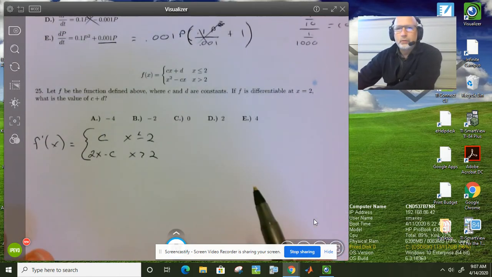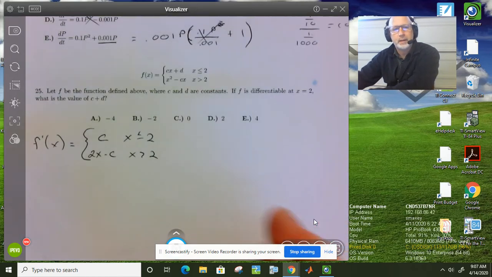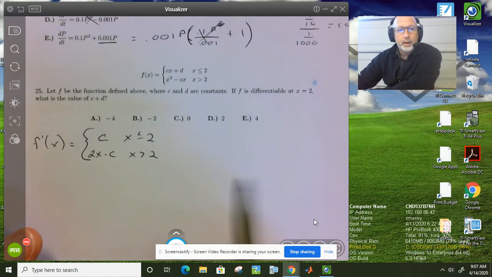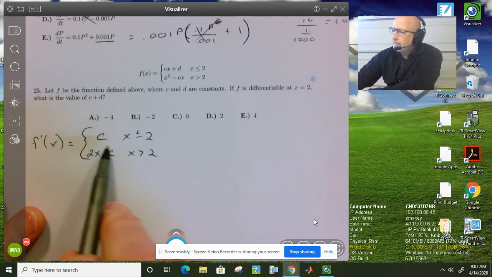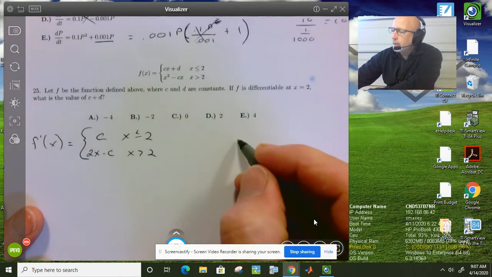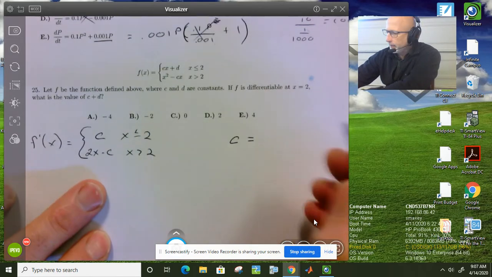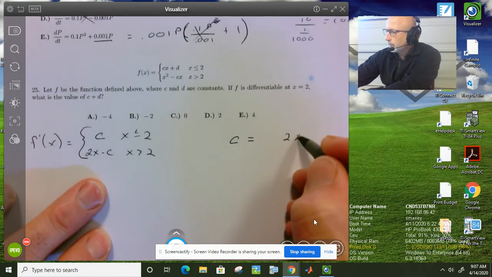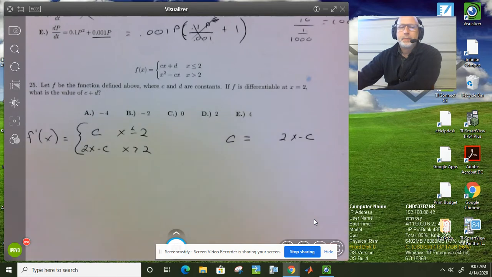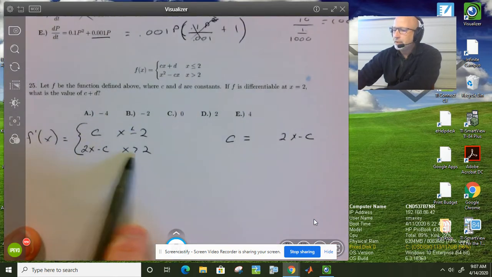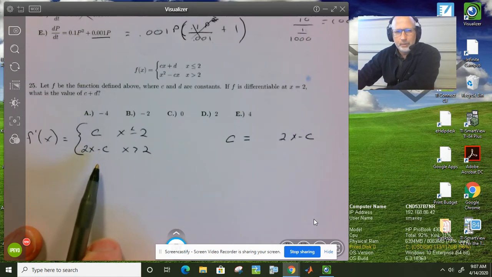So I wouldn't normally do this on a multiple choice because this is all about speed, but I do want to show you the proper way to do this. Okay, so what we want to show is that c is going to be equal to, and I'm going to leave a blank here and you'll see why in a second, 2x minus c. But the problem is you can't just set those equal to each other because x will actually never be equal to 2. But instead, if you remember, we're talking about the limits as it goes to this.